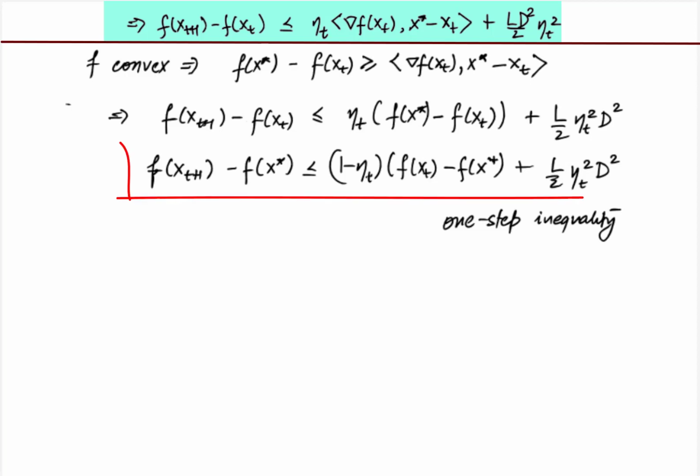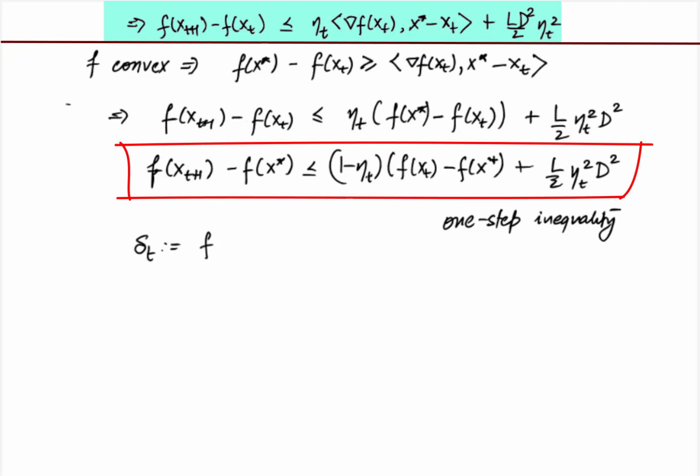We now need to solve this and obtain the bound on the optimality gap. Let us denote the optimality gap by delta t. So delta t is equal to f of xt minus f of x star. So our recursion can be written as delta t plus 1 less than equal to 1 minus eta t into delta t plus L by 2 into eta t square D square.